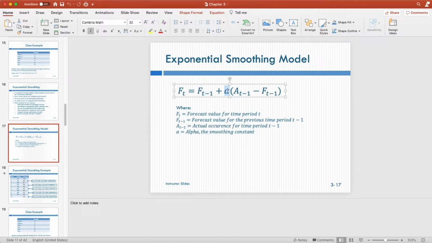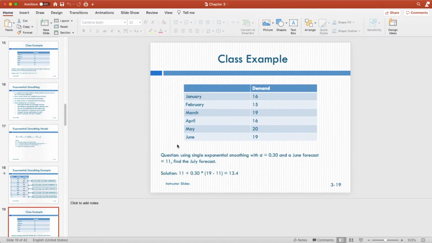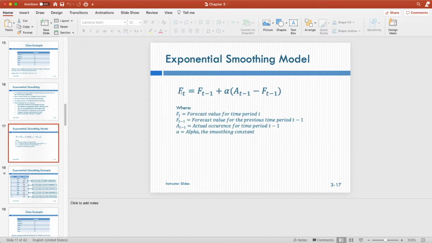Alpha is the adjustment ratio, basically the adjustment coefficient. In most cases, we will let you know what alpha is. What is this? This is the actual market demand. The actual market demand in which period? In June, right? Because June is the last period. Now, let's actually look at this formulation. What is the forecast in July?